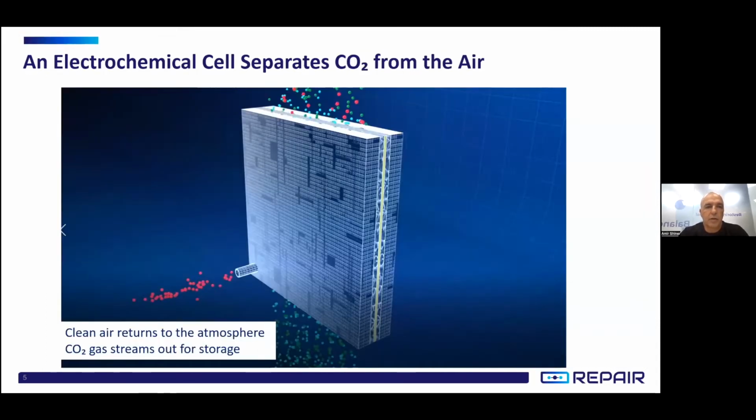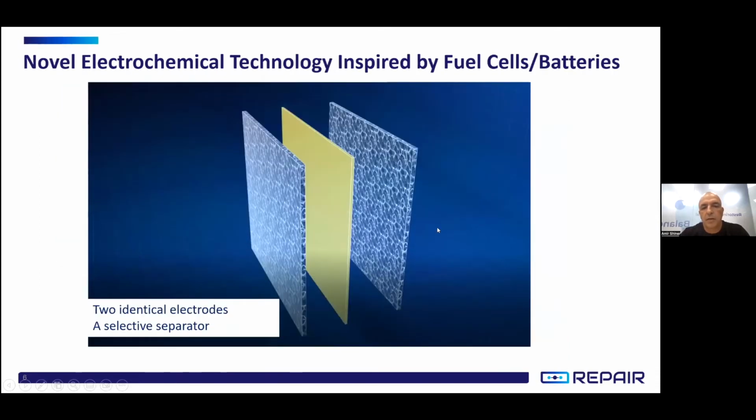And this technology is based on a novel electrochemical cell that separates CO2 directly out of the air. It's shown here schematically. We can see atmospheric air comes into the cell. CO2 depleted air goes back to the atmosphere, while pure CO2 gas streams out for storage or utilization. The cell comprises mainly of two identical electrodes and a selective separator in between them.